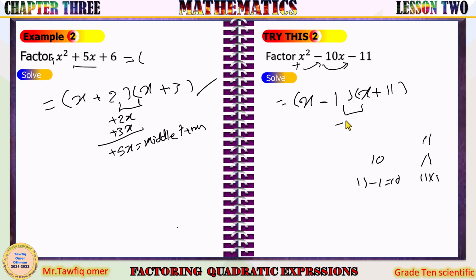In the middle, minus x, outside plus 11x is equal to plus 10x, but we have a negative, so change the sign of the brackets. Make this one positive and this one negative.